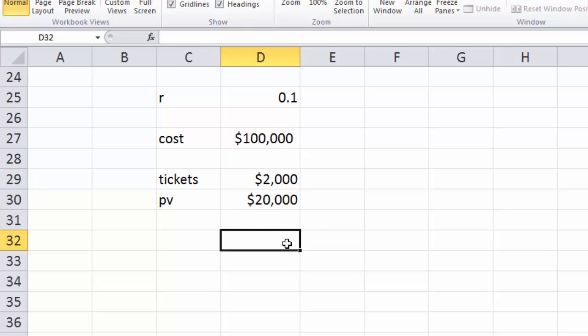So what's the selling price of each skybox? It's got to be the $100,000 plus the $20,000. They've got to sell these things off for $120,000. Okay, that covers the present value of the $100,000 for building each skybox and the present value of the ongoing perpetuity of the loss of $2,000 worth of season tickets that they guarantee to each skybox owner.